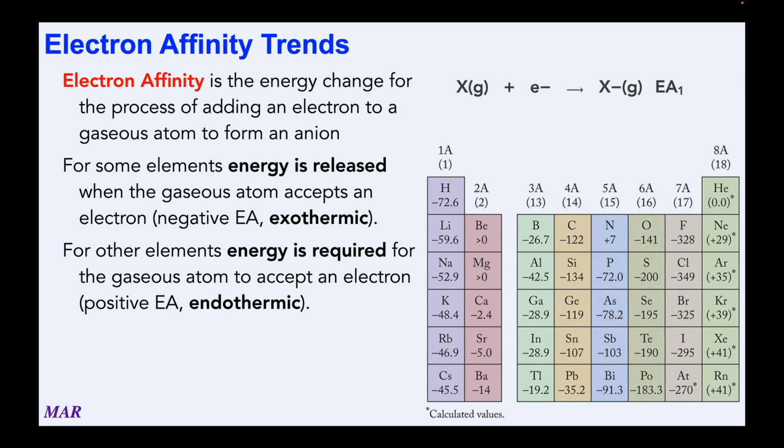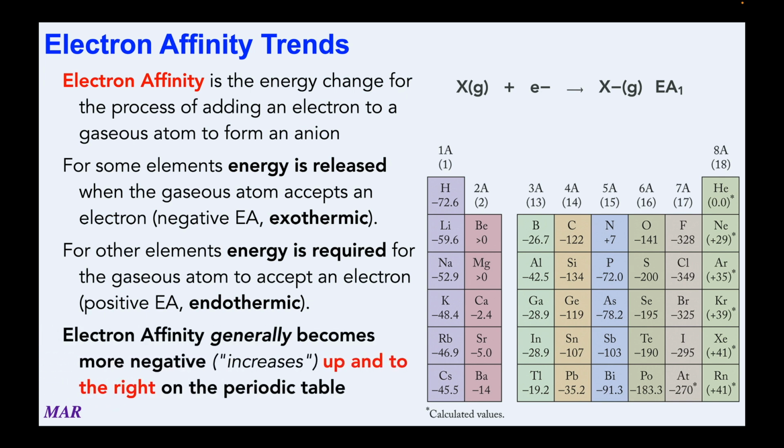Some elements require energy to have the electron added in. Some of them have energy given out. It just kind of depends on the different element you're looking at. But again, more or less up and to the right is the way to think about this. But again, it's not perfect.